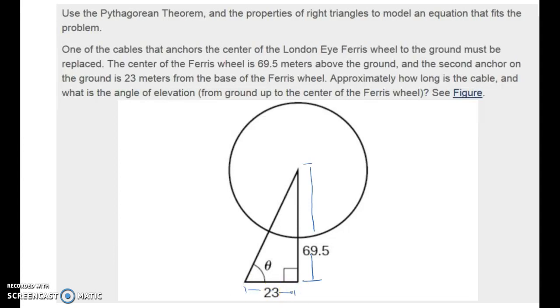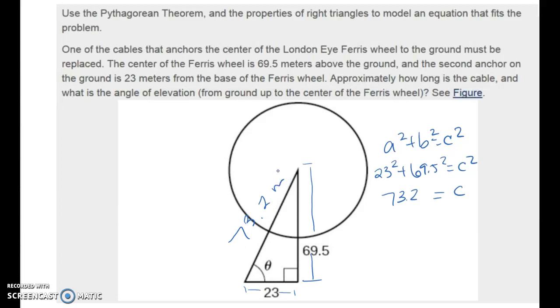Approximately how long is the cable and what is the angle of elevation from the ground up to the center of the Ferris wheel? Well, when I'm faced with a right triangle problem, I immediately think of a squared plus b squared equal to c squared. And so I'm going to say 23 squared plus 69.5 squared equals c squared. Calculate, calculate, and you should get c to be 73.2. So first question, how long is the cable? It's about 73.2 meters.